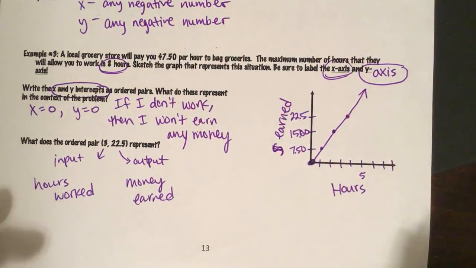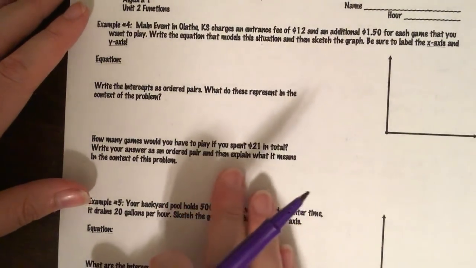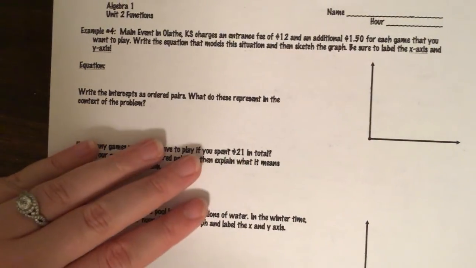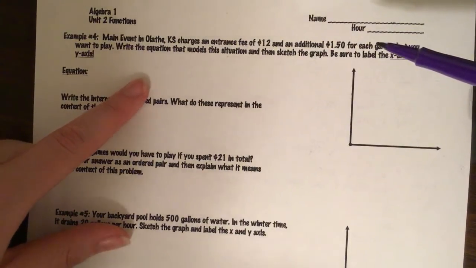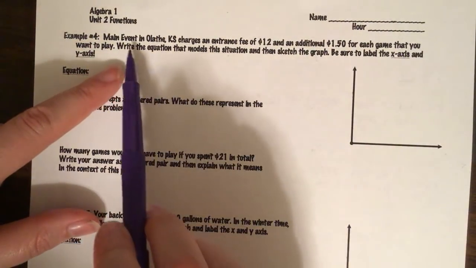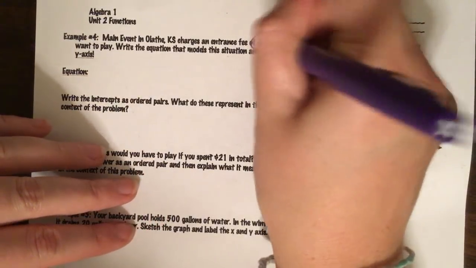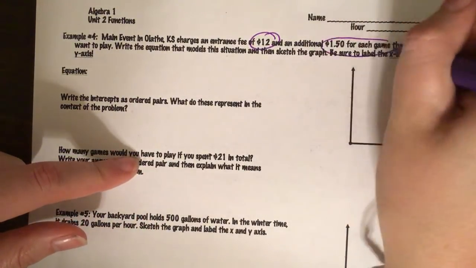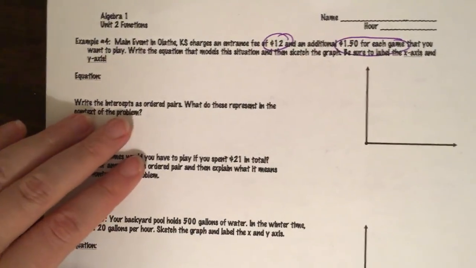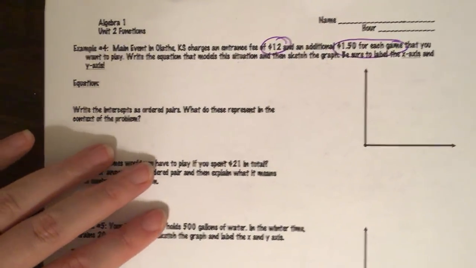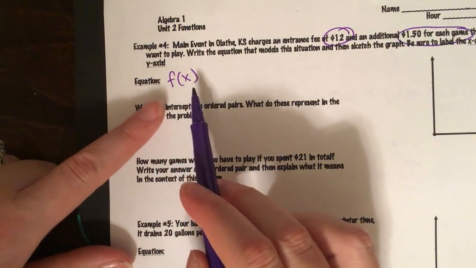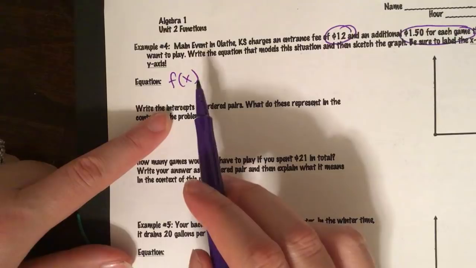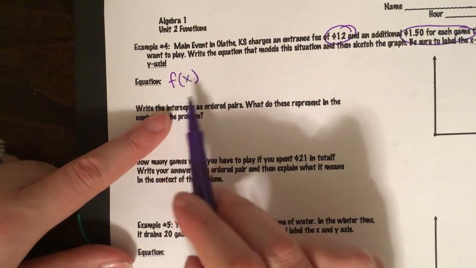All right, looking good. Feel free to press pause at any time if you need to take a minute, or press rewind and rewatch and take a second shot at it if you don't understand. Okay, next one, main event. Charges an entrance fee of $12 and an additional $1.50 for every game. So we need an equation, and we want to make sure we're practicing our function notation. Function notation being f of x. This is on your test, and your test is next week. So I really want to make sure that you're practicing this.